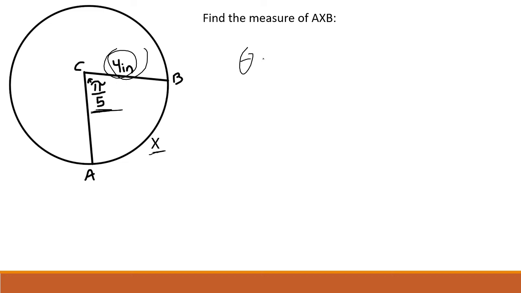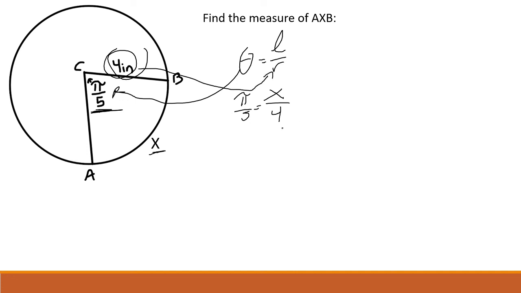So we have theta is equal to the arc length over the radius. So pi over 5 is equal to x over 4. Right? Again, theta is pi over 5. 4 is my r. I just simply swap them in. X is my arc length. If I want to solve for x, I multiply both sides by 4. So I get 4 times pi over 5 is equal to x.